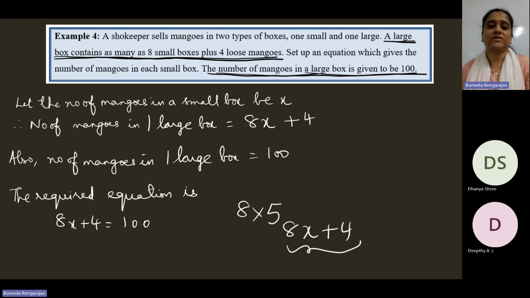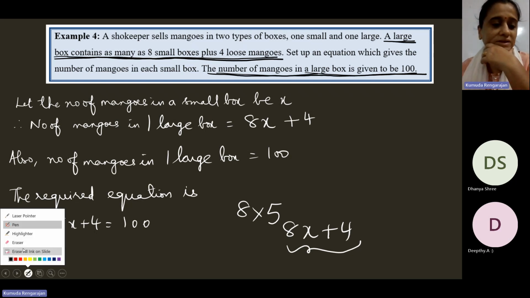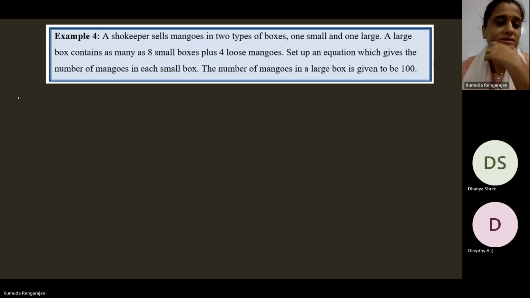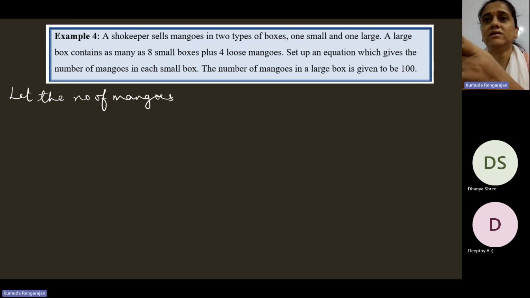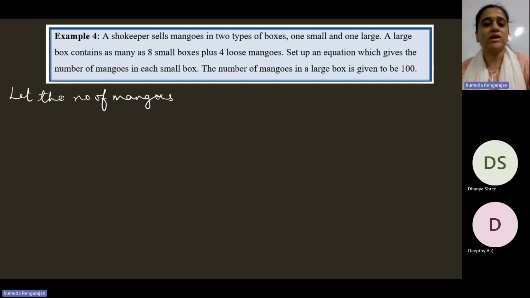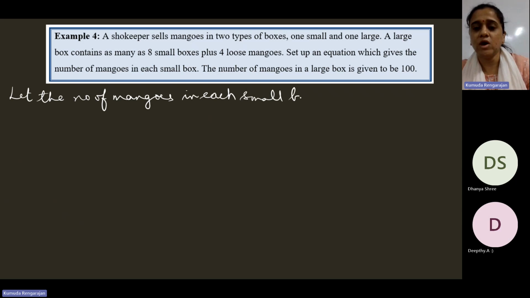Okay, this is understood? Now tell me, let's write the same thing. So we say, let the number of mangoes in one small box, or in each small box, be how much? X.